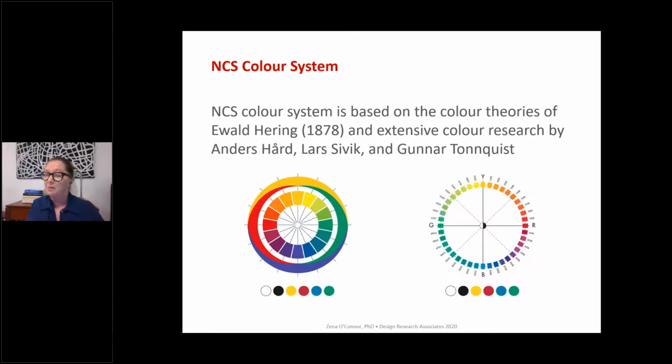The NCS system is based on the colour opponency hypothesis of colour vision, first proposed by Ewald Hering back in 1878. The NCS colour system has been produced and marketed by the Scandinavian Colour Institute since 1975, and it's been informed by extensive research that was conducted by Anders Hård, Lars Sivik, and physicist Gunnar Tonnquist. The system is based on the phenomenology of human perception, and it's not based on pigment colour.